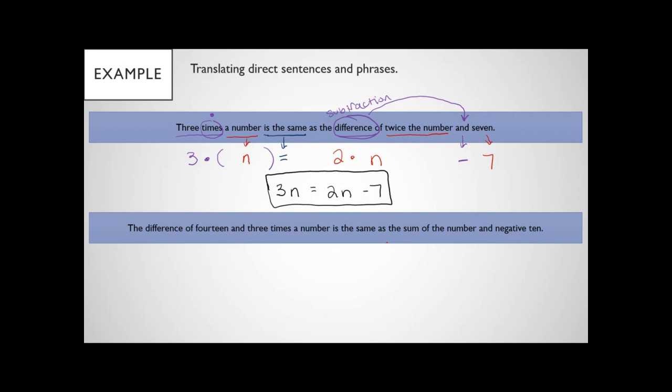Bottom one. We have the difference of 14 and 3 times a number is the same as the sum of the number and negative 10. So I'm looking for my is. And we've got an is the same, so that's going to be where my equal sign is.